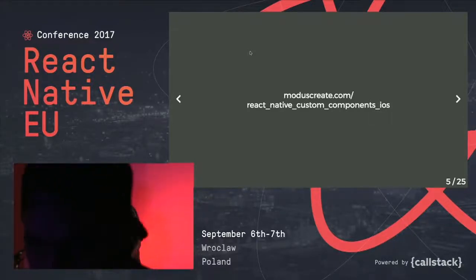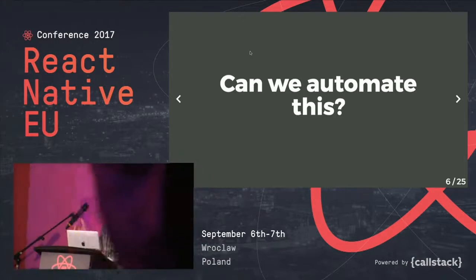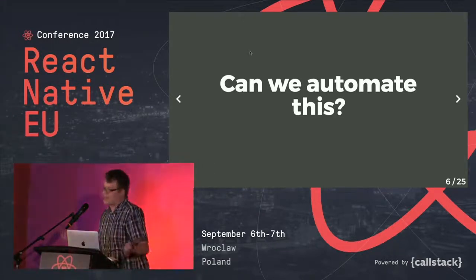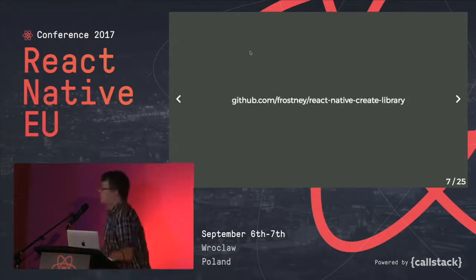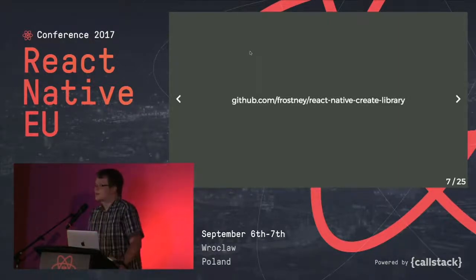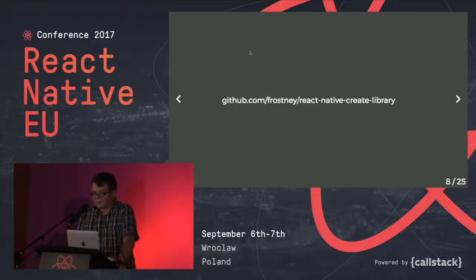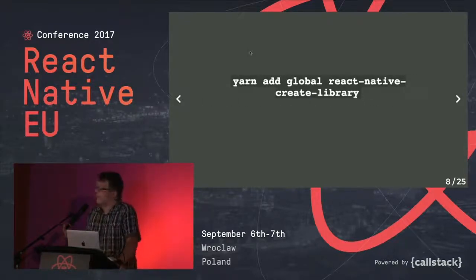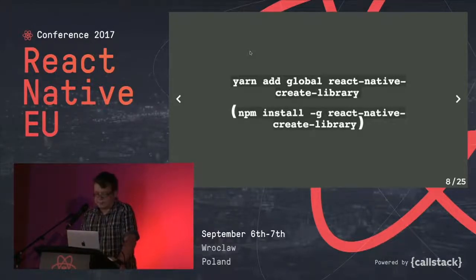So I thought to myself, can we automate this? Well, obviously we can. So I created this thing a while ago, actually, and it's called React Native Create Library. So obviously, with most developer tools, you install it globally, either with yarn or npm, and then you can pretty much use it.